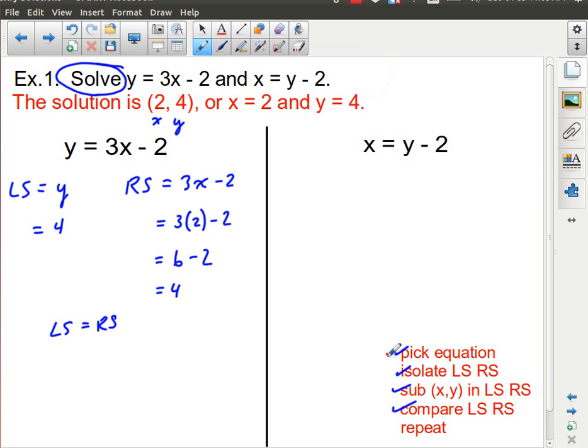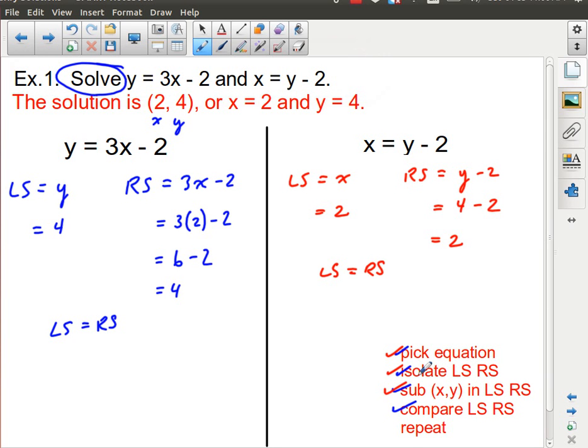So I'm going to pick an equation. That's x equals y minus 2. I'm going to isolate. The left side is equal to x. Right side is equal to y minus 2. The x value is equal to 2, so that means the left side is equal to 2. The y value is equal to 4, so this becomes 4 minus 2, and 4 minus 2 is obviously 2. The left side is equal to the right side.